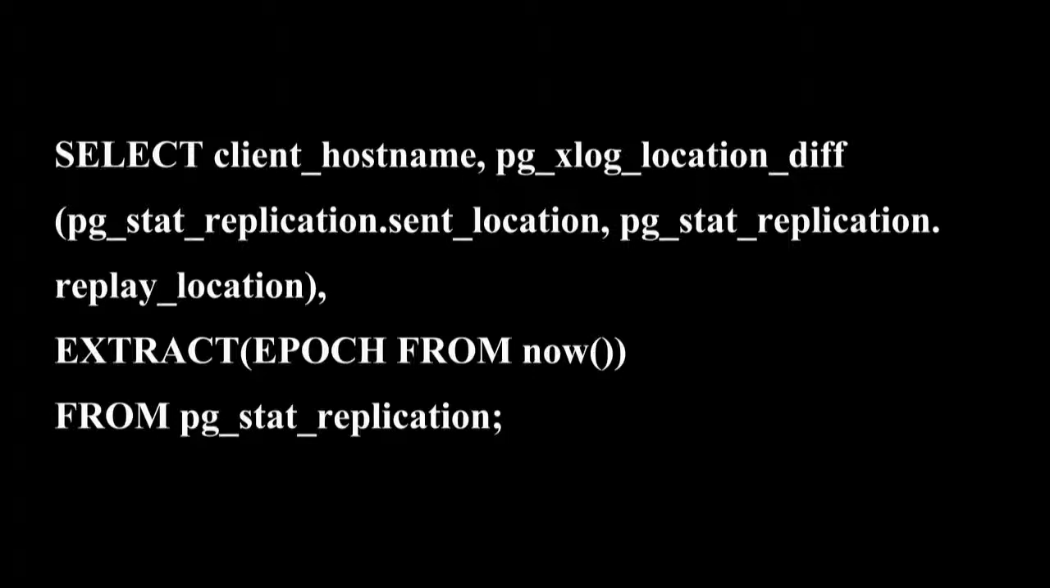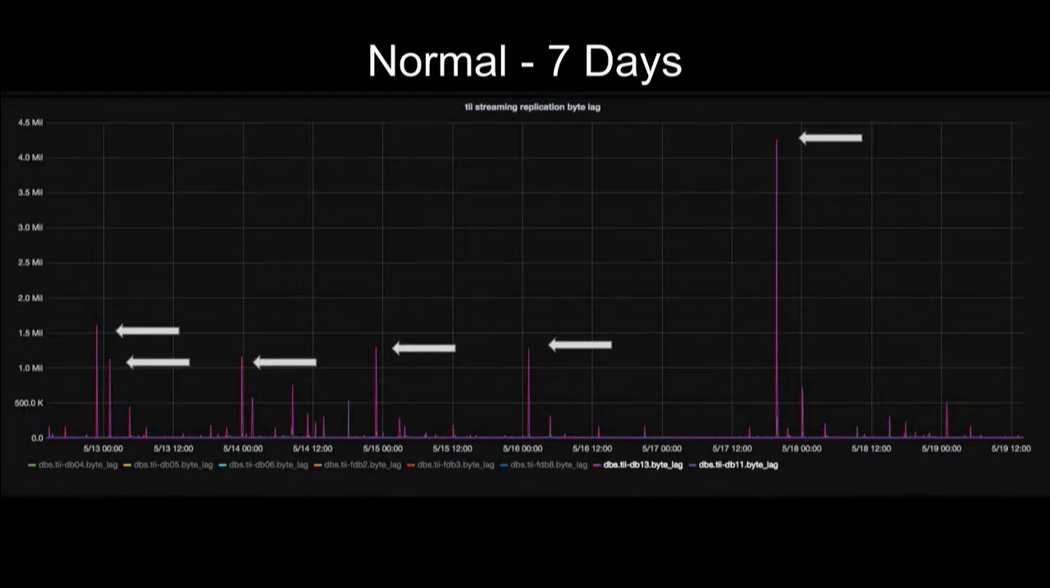So this is the standard: what is the diff between the sent location and the replay location. Very, very standard, check from master, gives you the total amount of bytes that the slave is lagging. That's what looks like normal for us, at least in our case. Some periodic spikes, one that looks kind of nasty compared to the others, but no service interruptions, no issues from the client side. Everything appears fairly normal.